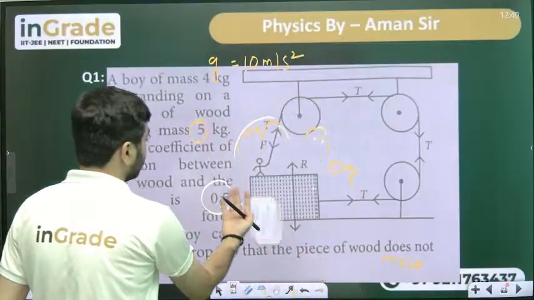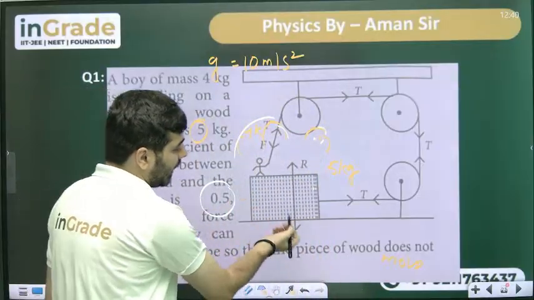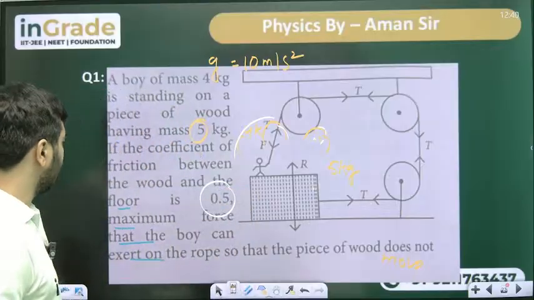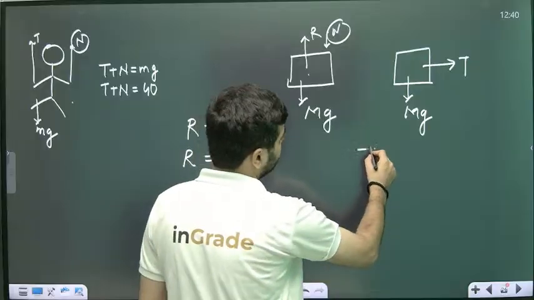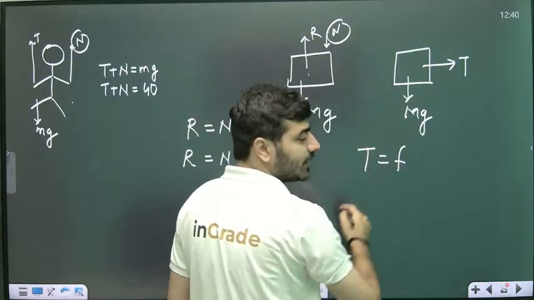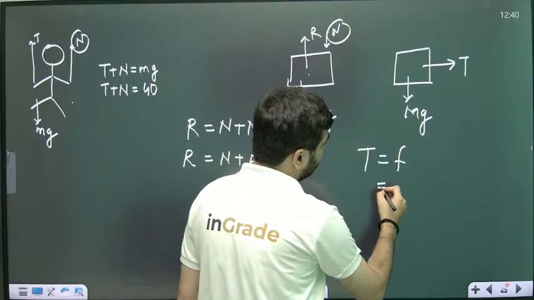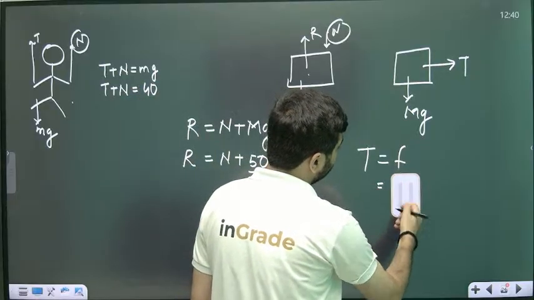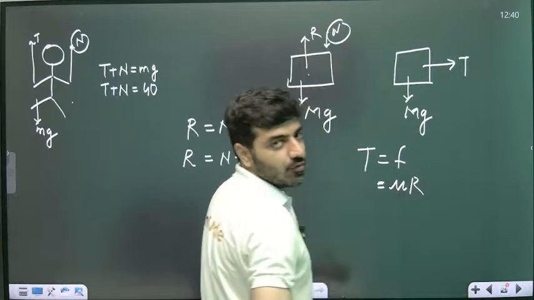It is already given that there is a coefficient of friction between the floor and the wooden block. Then T will be simply small f, that is the friction force. I have taught you earlier that the friction force is equal to the coefficient of friction times the reaction force.